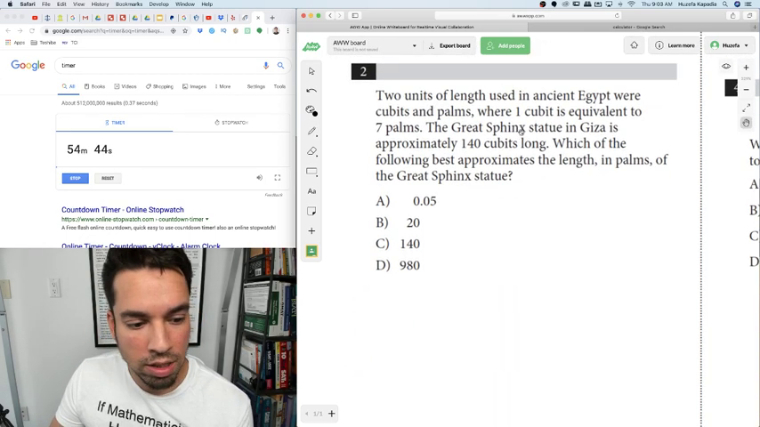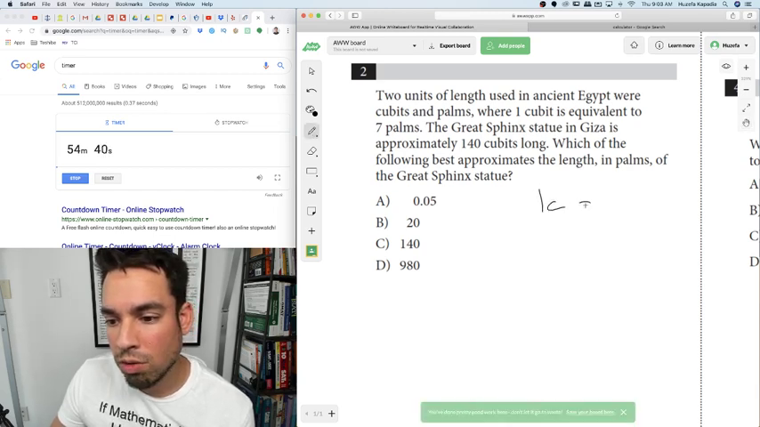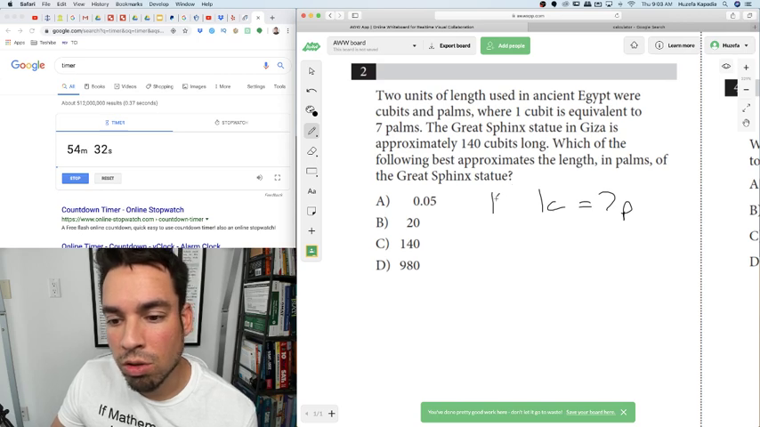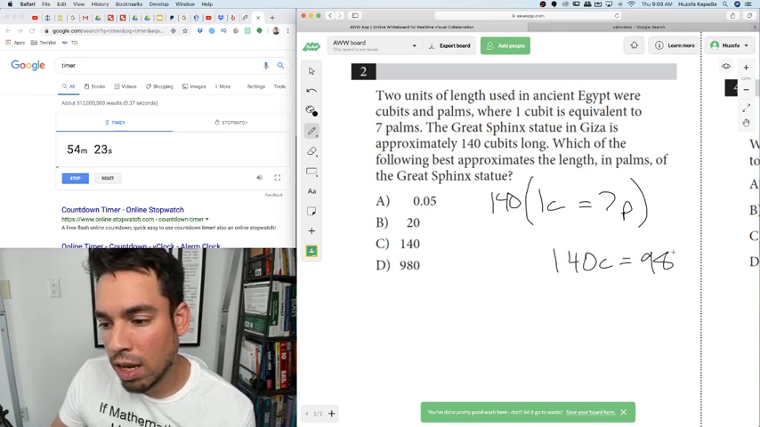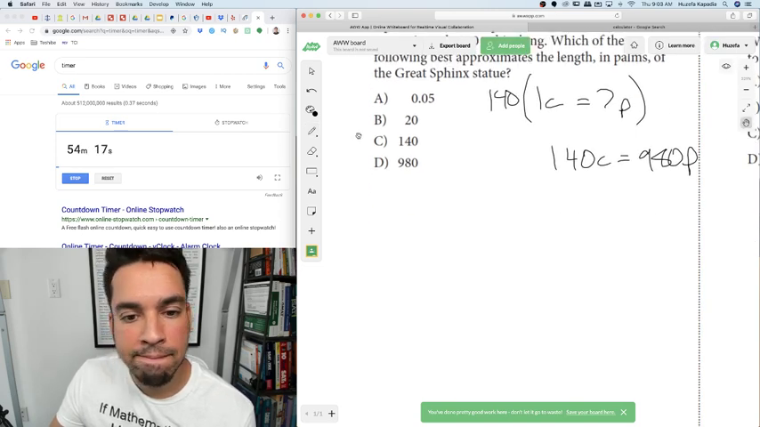Two units of length used in ancient Egypt were cubits and palms, where 1 cubit is equivalent to 7 palms. The Great Sphinx statue is approximately 140 cubits long. Which of the following is the best length in palms of the Great Sphinx? Okay, so all we do is multiply both sides by 140, and we get 140 cubits equals 980 palms.